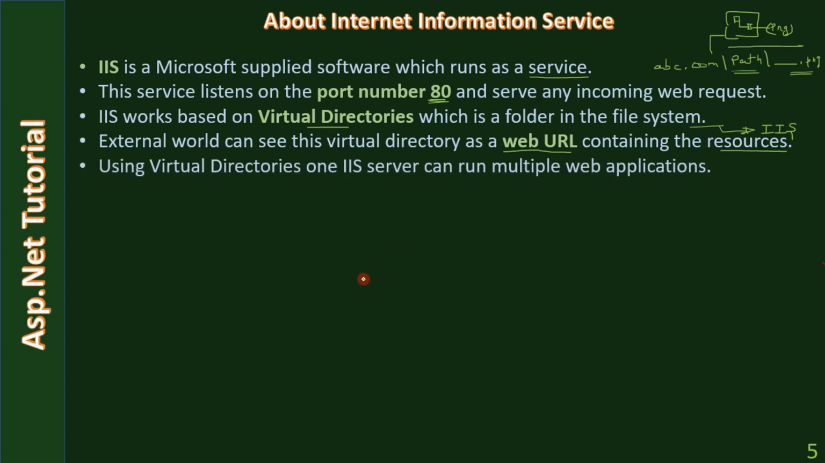Using virtual directories, one IIS server can run multiple web applications. That means it will have multiple virtual directories, and one IIS server machine can run multiple websites.